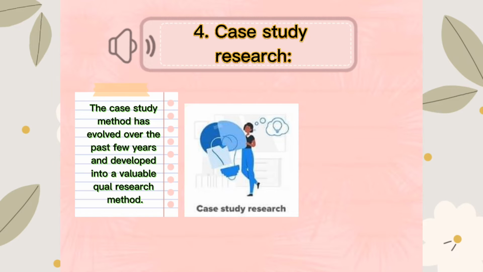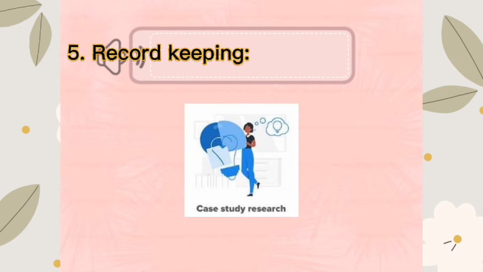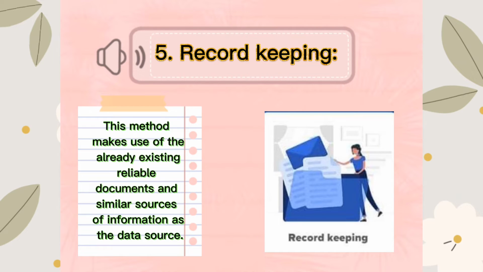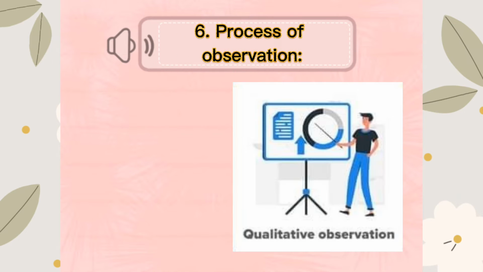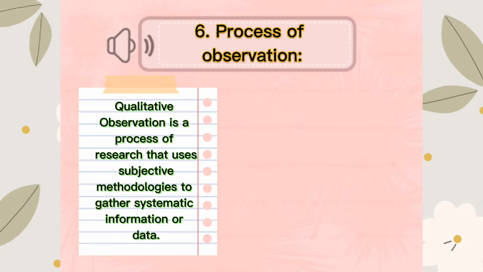4. Case study research. The case study method has evolved over the past few years and developed into a valuable qualitative research method. As the name suggests, it is used for explaining an organization or an entity. 5. Record keeping. This method makes use of already existing reliable documents and similar sources of information as the data source. 6. Process of observation. Qualitative observation is a process of research that uses subjective methodologies to gather systematic information or data.